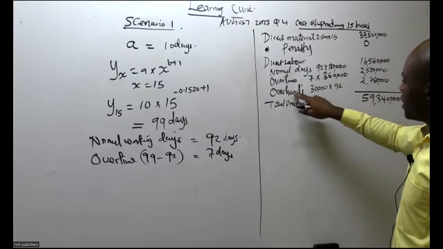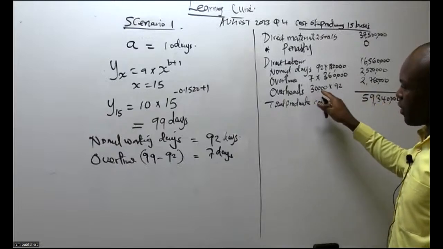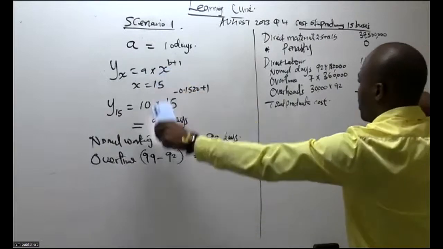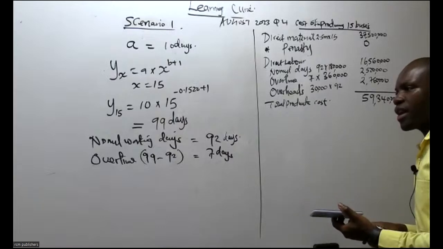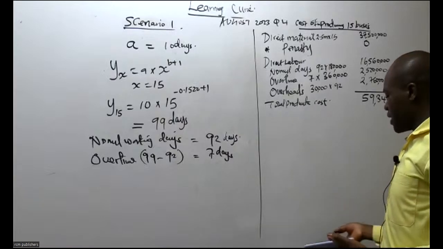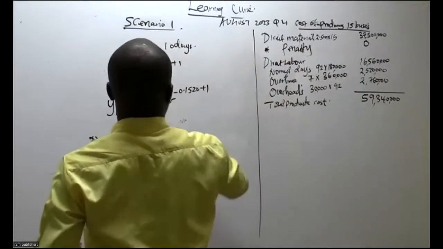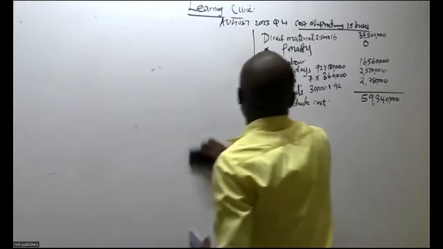Then the overheads here depend on the normal working days. So just take your 30,000 by this. Again, it does not depend on the results of the learning curve. So already you have 2 marks, but you did not know anything about the learning curve. So that's how you harvest those 3 marks. So that is scenario 1 gone.